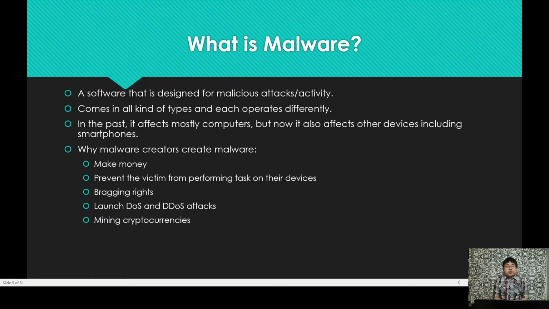So, what is malware? Malware is software that is designed for malicious attacks or activity. It comes in all kinds of types and each operates differently. In the past, it affected mostly computers, but now it also affects other devices including smartphones. So why do malware creators create malware? There are five reasons.